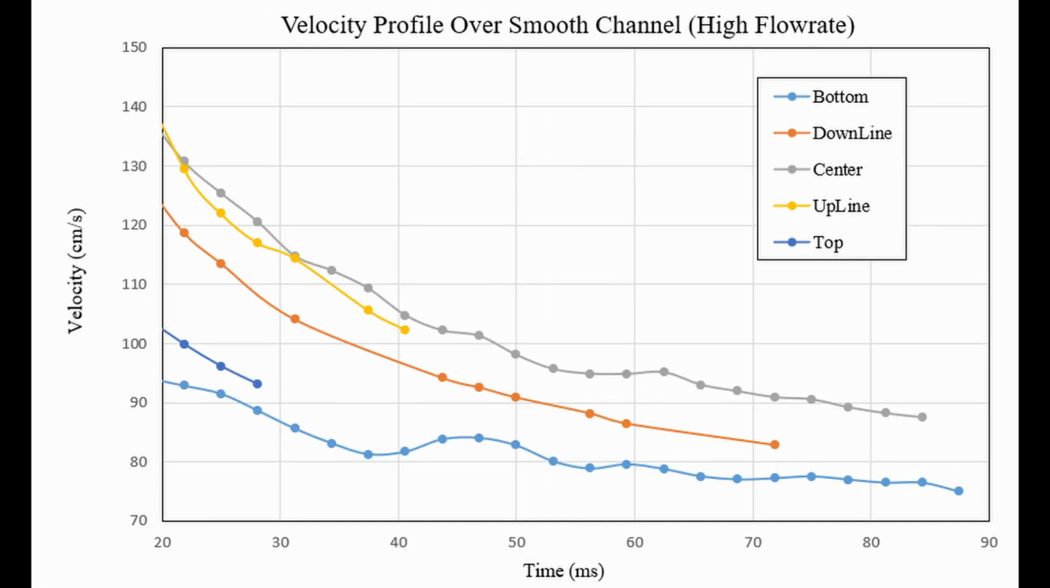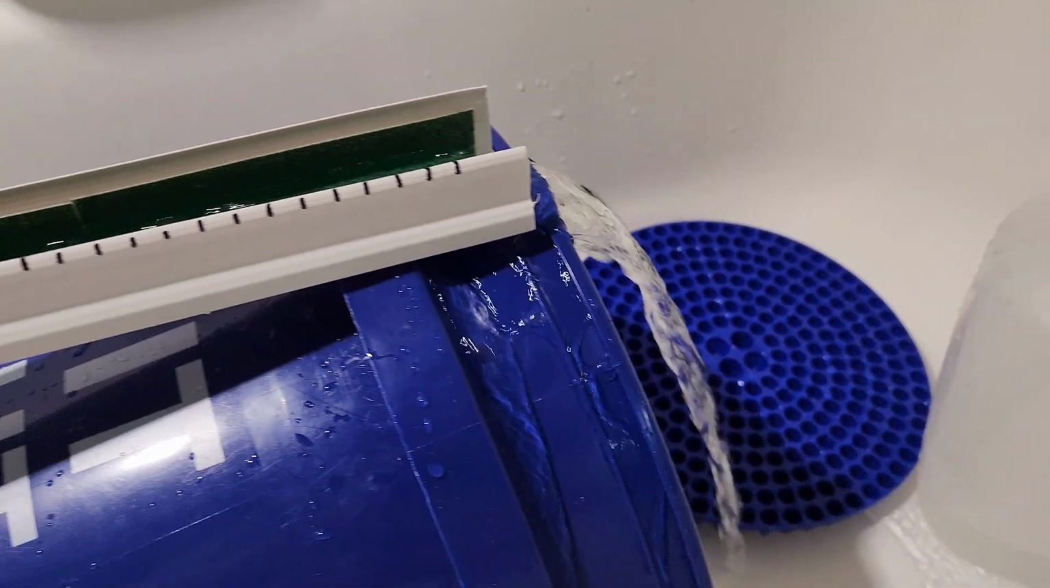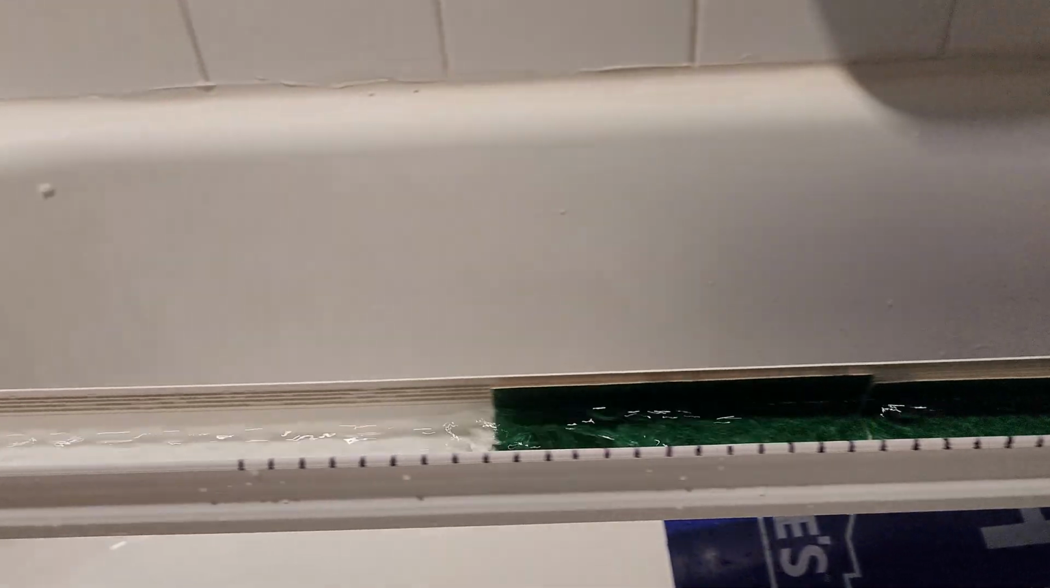For the high flow rate trial, you can see a very similar result. There are fewer data points here because I used the auto tracking software within Tracker just to see if it would give us the same results, and it does. Again we can see that the center line has the highest velocity and it decreases as you go up or down. In the next setup, I've added sandpaper to the channel to explore the effects that has.